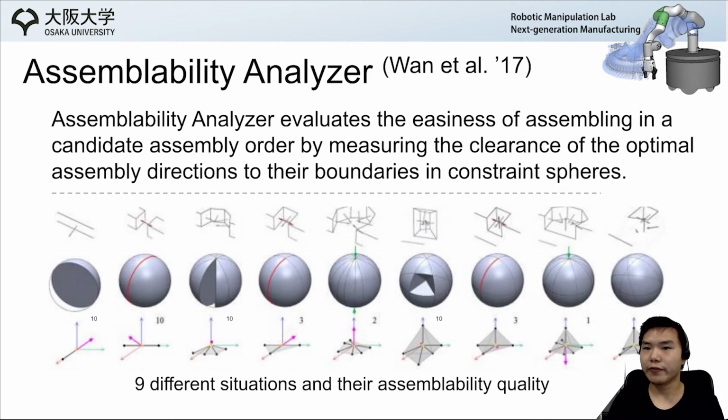In Wang's previous research, the authors classified the constraint sphere into 9 different situations and assigned assemblability quality for each situation. We will use their method to assign the assemblability quality.